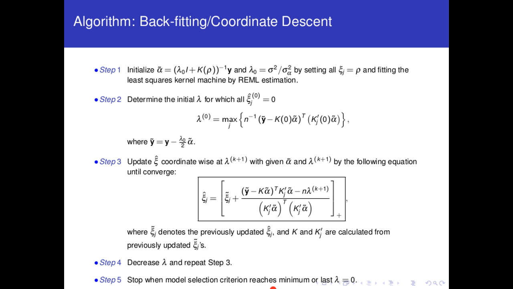To do variable selection, we propose an algorithm. This algorithm is like a backfitting or coordinate descent approach. In the first step, we set all xi to some constant rho. Using this setting, we estimate parameters using least squares kernel machine by REML estimation. Then we initialize our tuning parameter lambda, and we update xi hat coordinate-wise. We can update coordinate-wise fast because we have a closed form like this. Then we decrease lambda, and we stop when the selection criterion reaches its minimum or lambda equals 0.